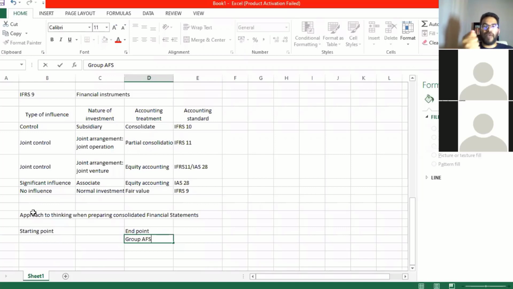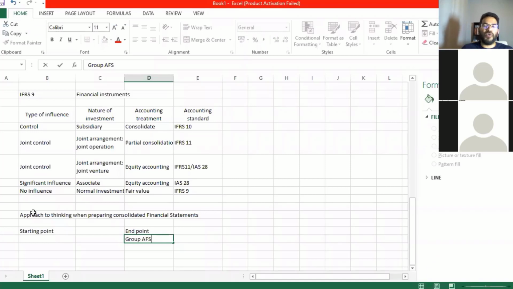That is your group Fs. You need to know what your group Fs is. You can't hope to get there. You need to know when you get there that that is the answer. Some people think that taking the starting point and adding pro forma is going to give you a group point. How are you going to know you're at a destination if you don't know what the destination is?